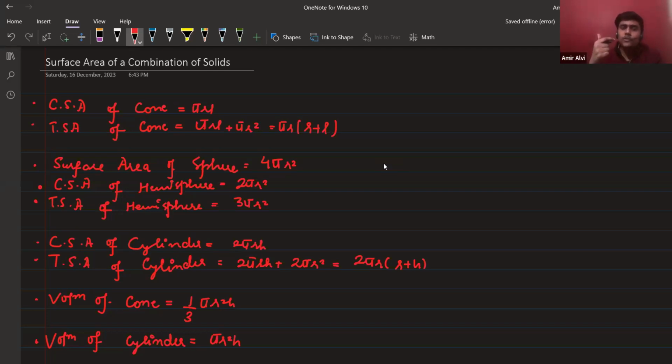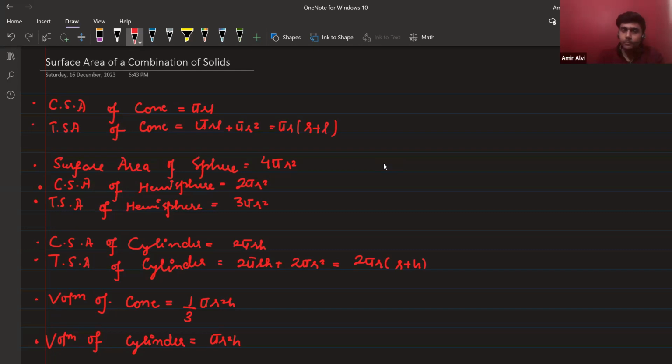In curved surface area, only the curved part is covered. Suppose this is a pen, so the curved cylindrical part is right there. When you touch a pen, it's a kind of cylindrical shape. What does curved surface area mean? The outer surface area, which is the curved part. So let's understand some formulas of the curved surface area and total surface area of all the shapes.